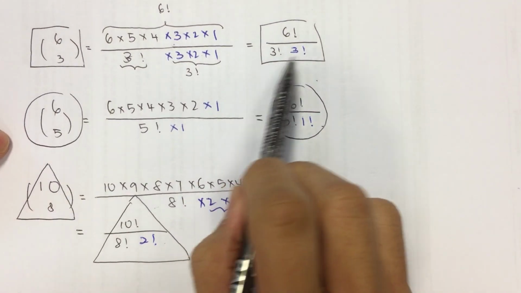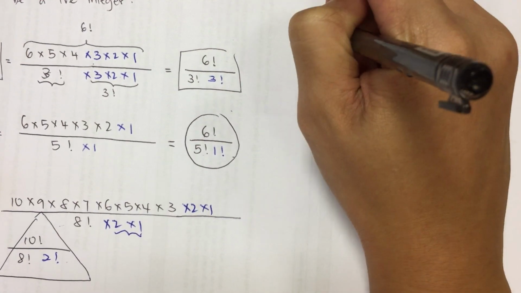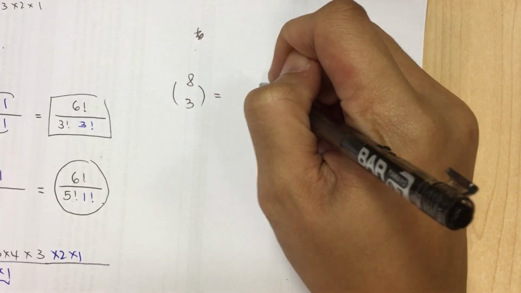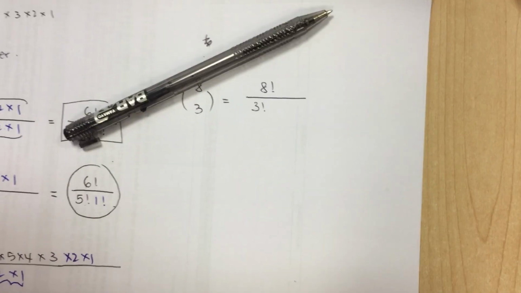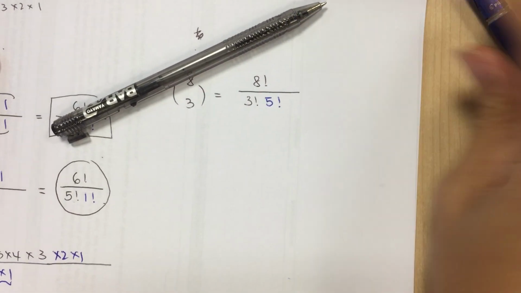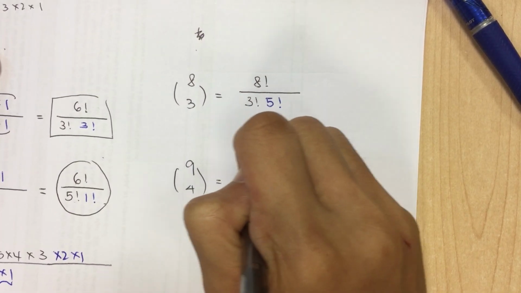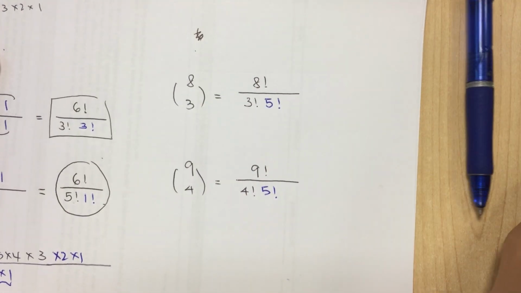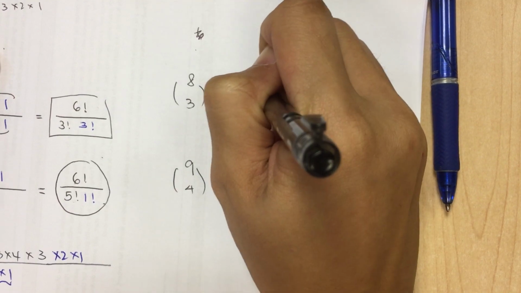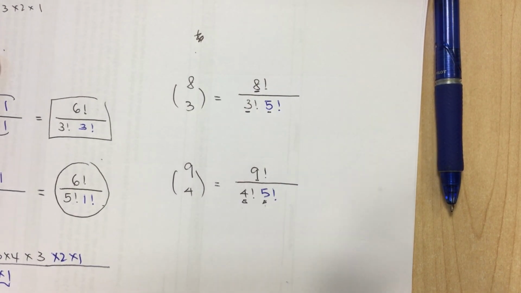So, can you see the pattern over here? Let's make a guess. Let's not use 6 anymore. 8 choose 3. What should I do over here? The numerator will be 8 factorial. How about the denominator? Definitely a 3 factorial, followed by 5 factorial. Let's try one more. 9 choose 4 can be written as 9 factorial over 4 factorial and 5 factorial. Why? I hope you can see by now, this number and this number must add up to this number. Alright?